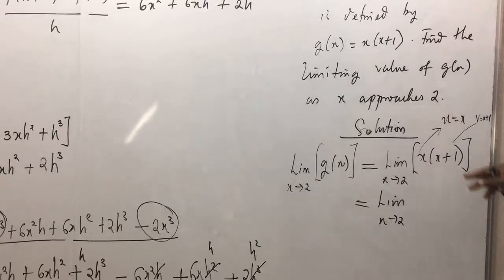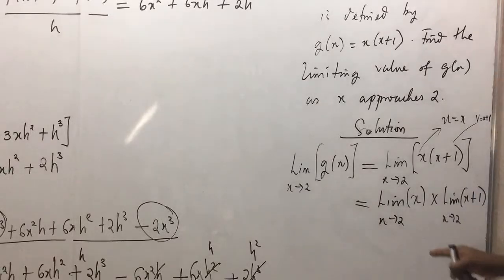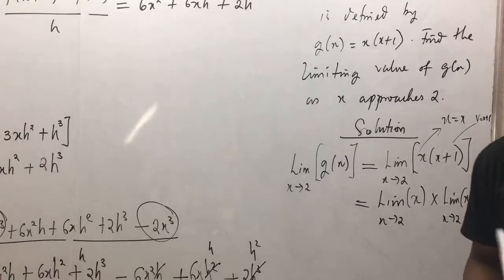So the limit of the product of these two functions will be the product of their limits. So this will be the limit of x multiplying the limit as x tends to 2 of x plus 1. If you don't understand what is going on, please check out my videos on the limit of a function, okay?